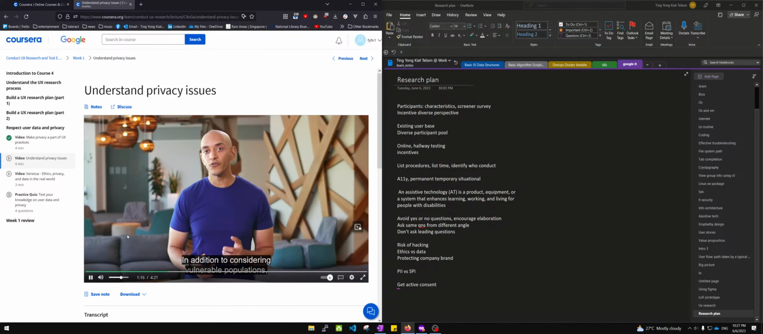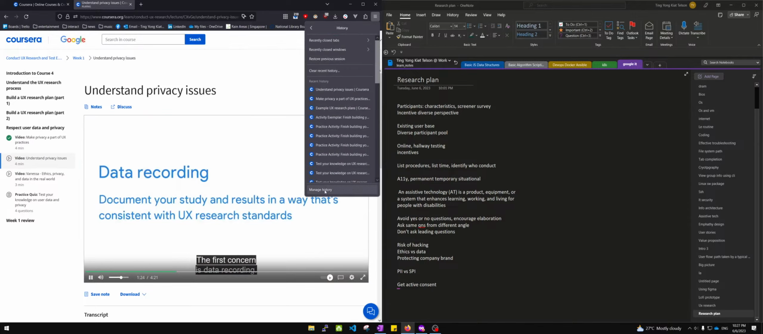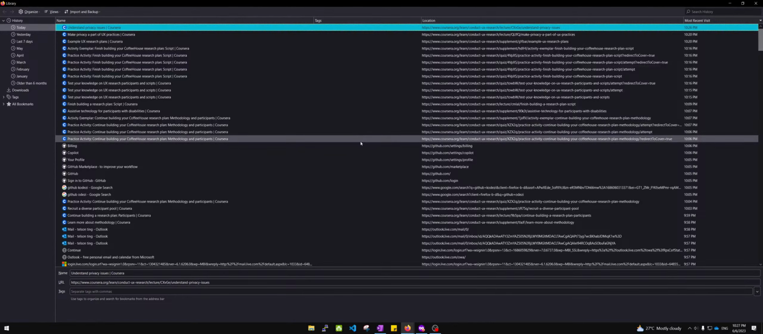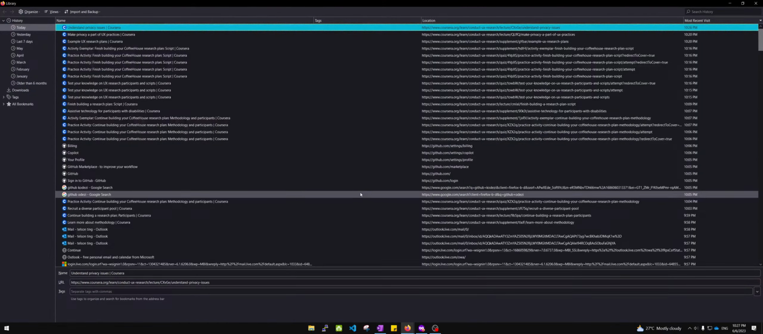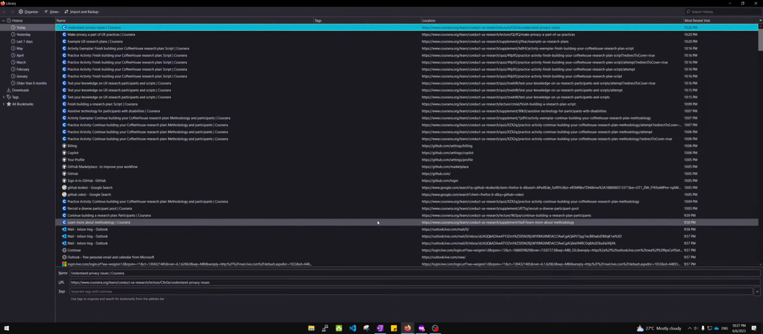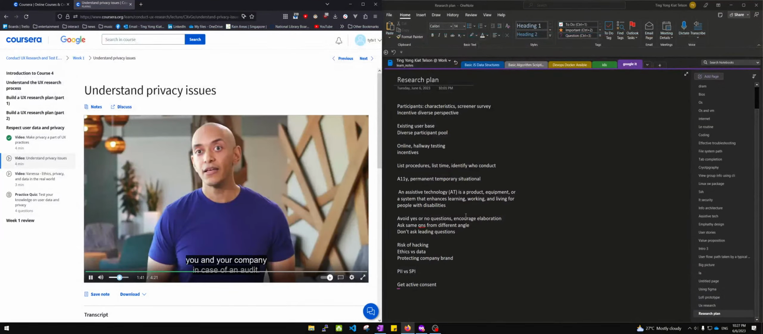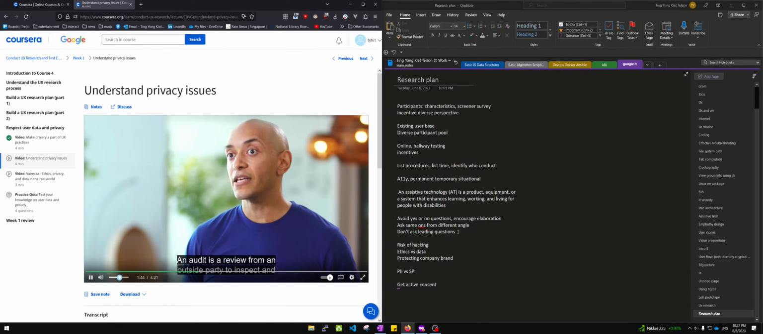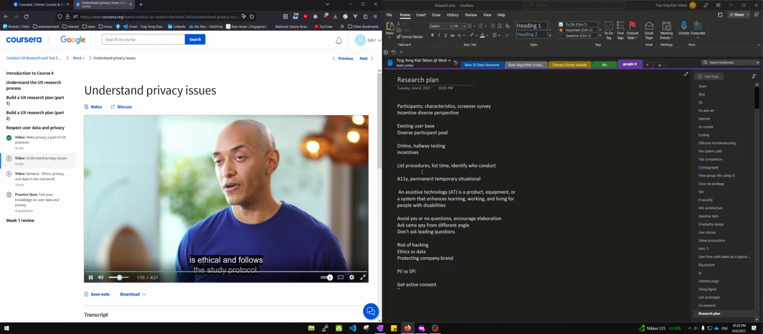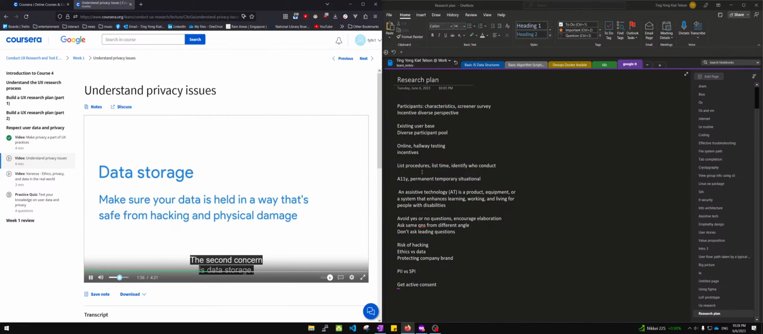In addition to considering vulnerable populations, we also need to consider the safety of research data, which includes three main concerns. The first concern is data recording. It's important to document your study and results in a way that's consistent with UX research standards. Consistent documentation makes it easier to compare the results of any future studies and helps protect you and your company in case of an audit. An audit is a review from an outside party to inspect and verify that research involving people is ethical and follows the study protocol.